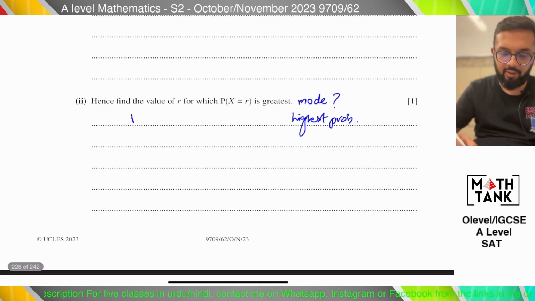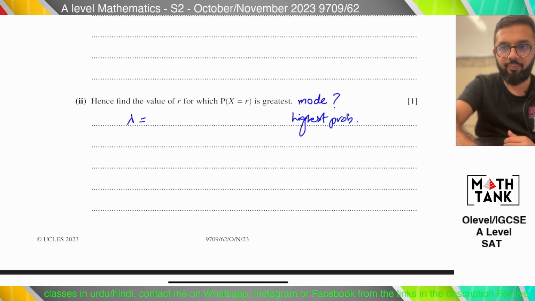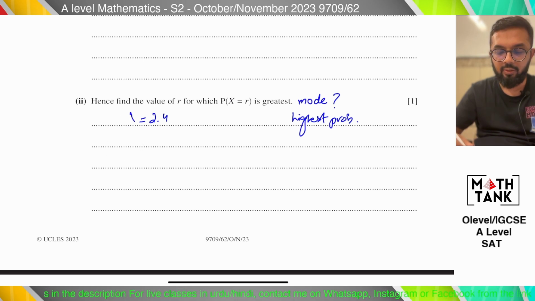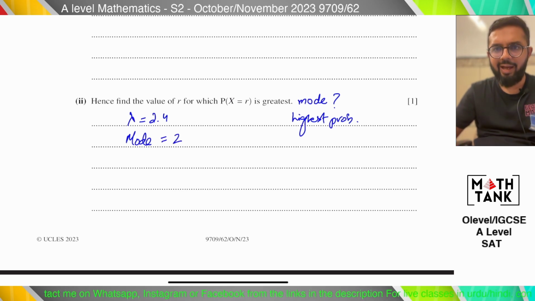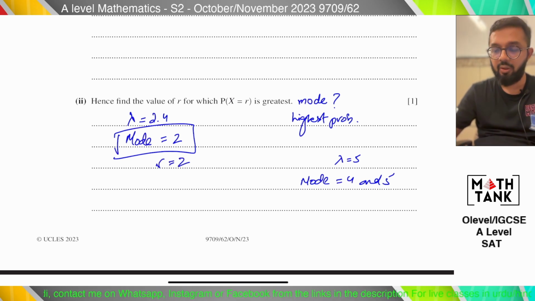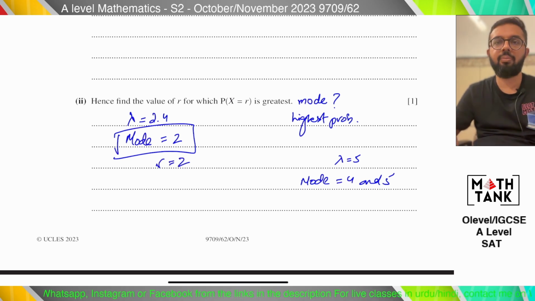So when lambda is a decimal number, remember that the mode is the whole number just before this decimal number, so the mode is therefore 2. Had lambda been a whole number, let's say lambda would have been 5, then I would have said that there are two modes, 4 and 5. In this case the mode is 2, so r equals 2 gives the highest probability.